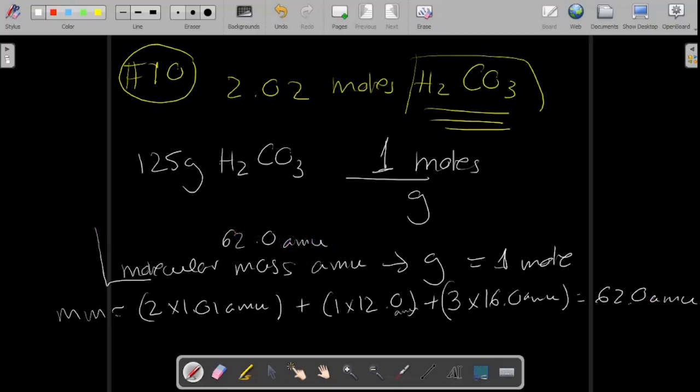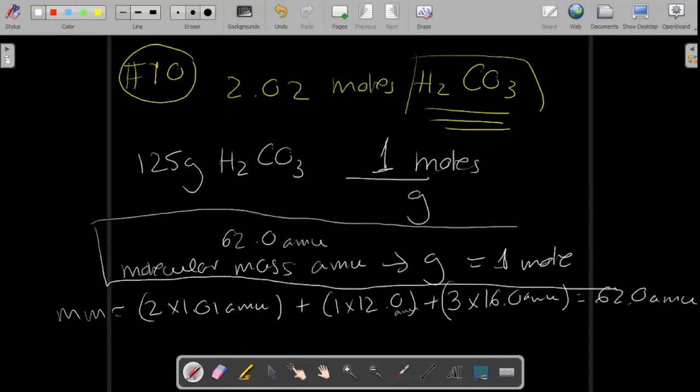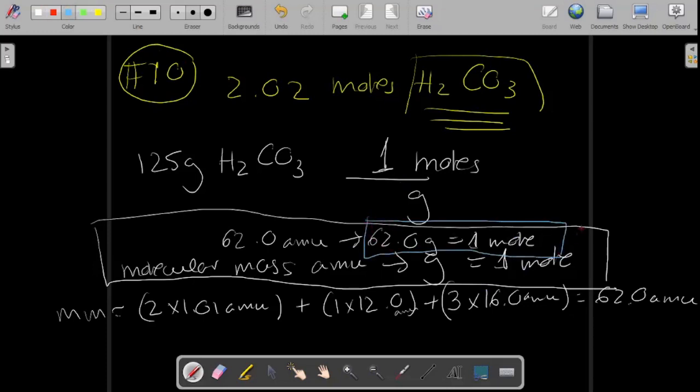We're trying to think this through, okay? So we can find our conversion factor. But now instead of AMUs, I'm going to call it grams. So 62.0 grams is 1 mole of that substance, which is the conversion factor we were looking for. This is what we need to be able to solve this problem.